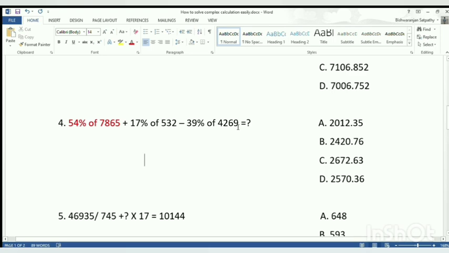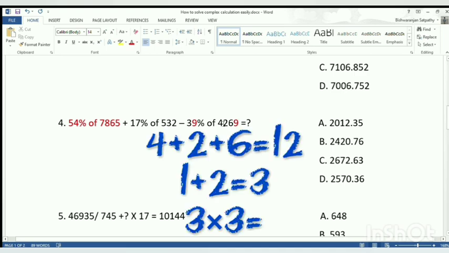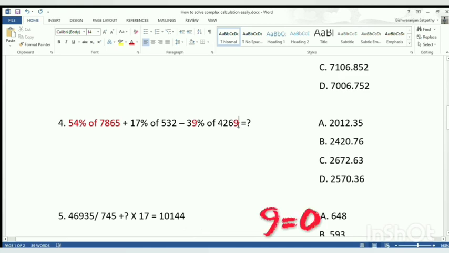Whereas in this one 9 will get eliminated. This 9 will get eliminated. 4, 2, 6. Okay. 6 plus 4 will be 10. 10 plus 2 is 12. So 12 is what? 1 plus 2 will be 3. So 3 into 3 is 9. So this whole term will also get eliminated. Okay. So what remains is 8. Okay. Now we have to find the option in which 8 will be there.